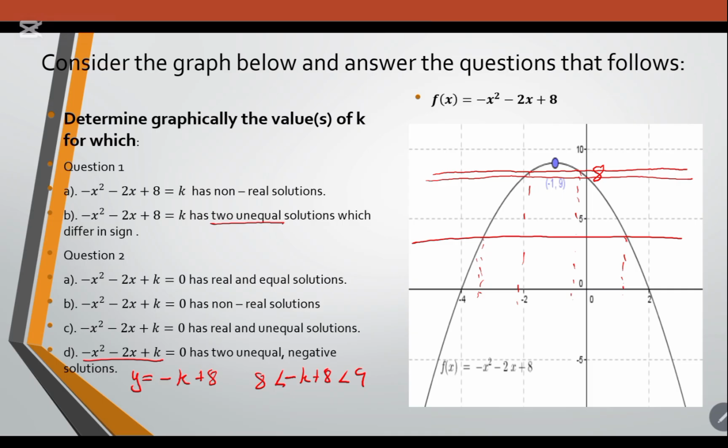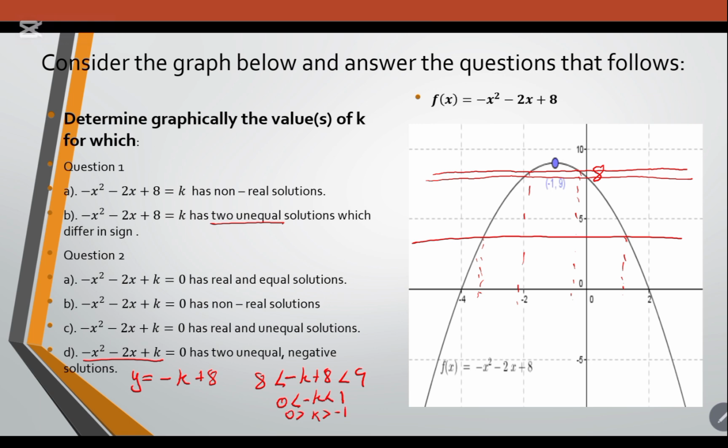So we simply take 8 on both sides. So we've got negative k is less than, when we take 8 that side it becomes negative, so that will be less than 1 but greater than, when it comes this side it becomes negative, and that will be 0. And therefore we divide both sides by negative 1, so that will be k is greater than negative 1 but smaller than 0.